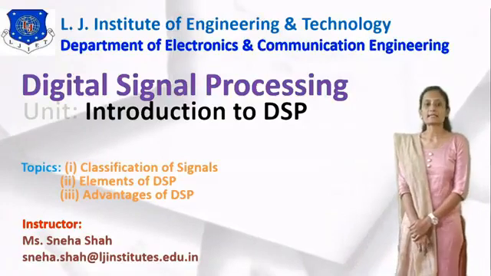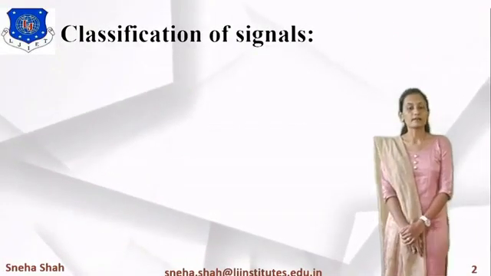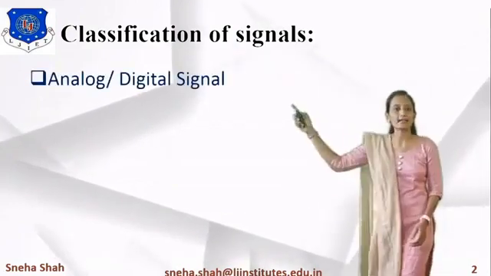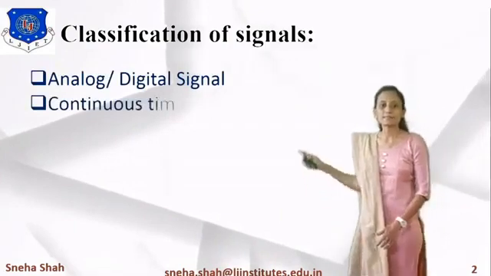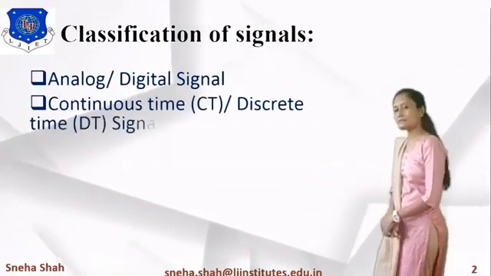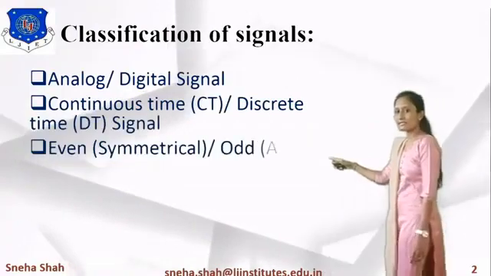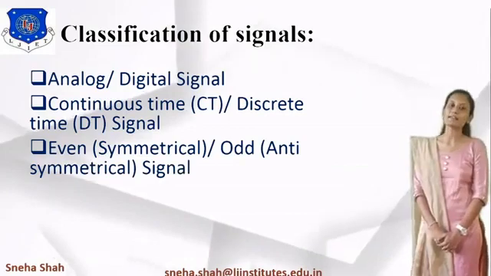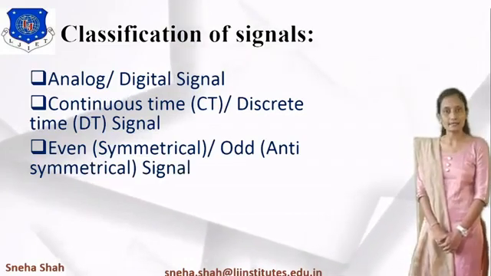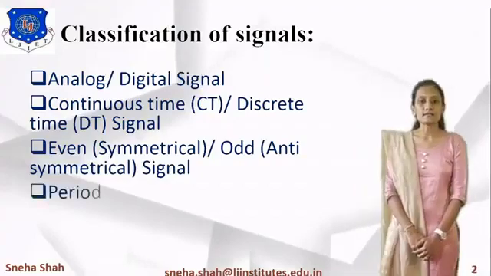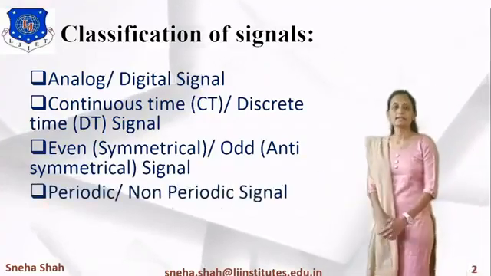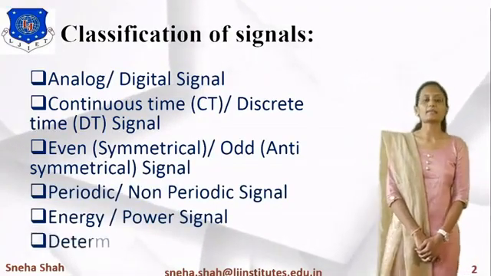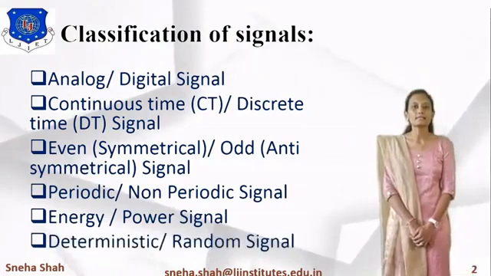The first topic is classification of signals. If we classify signals, there are various types. The first type is analog or digital signal. The second type is continuous time signal or discrete time signal. The third type is even signal or odd signal. An even signal is also considered a symmetrical signal, and an odd signal is considered an anti-symmetrical signal. The next type is periodic or non-periodic signal. The next type is energy or power signal, and the last type is deterministic or random signal.